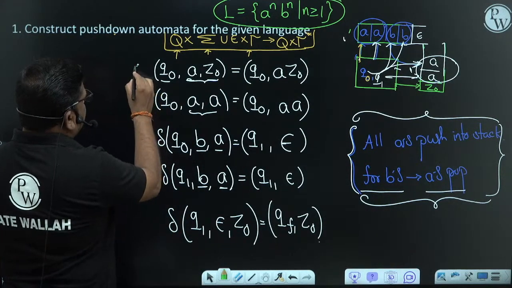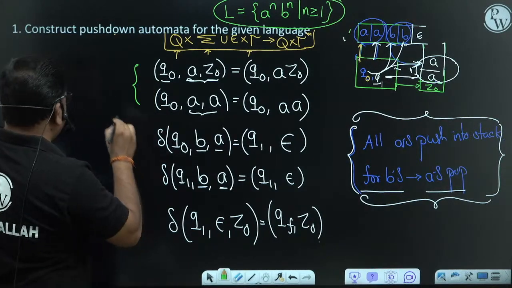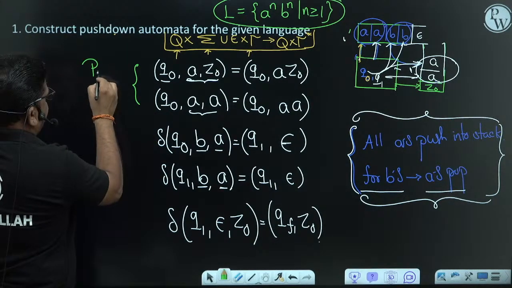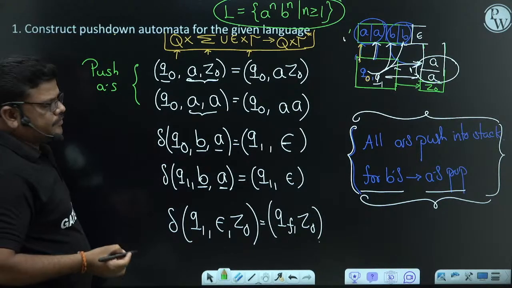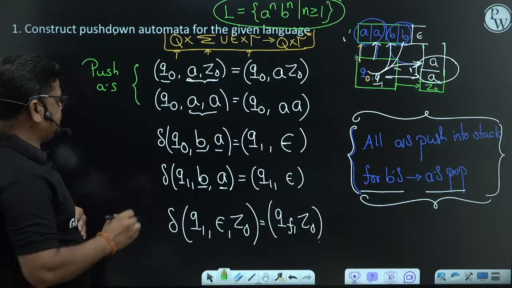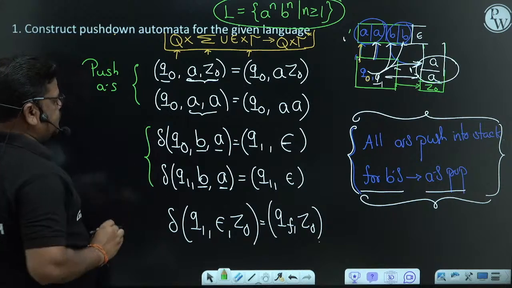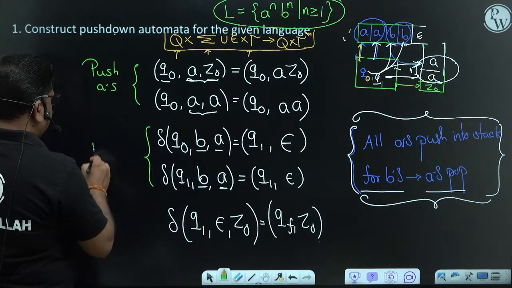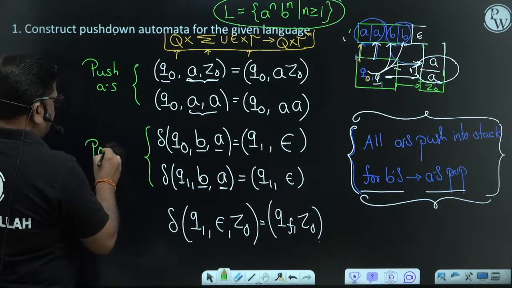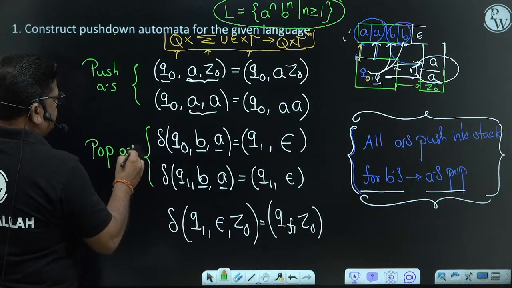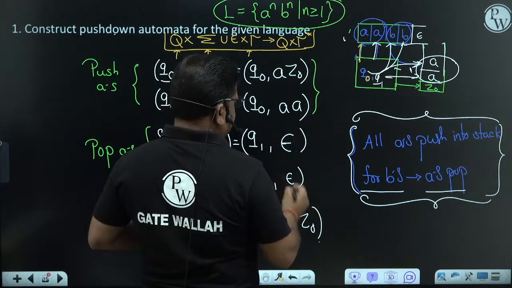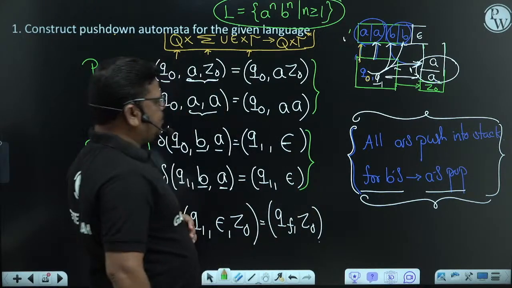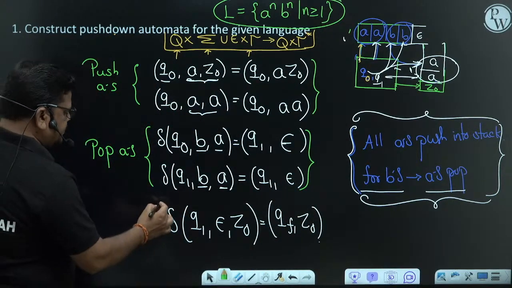First two are representing push A's into the stack. The second two transitions are for pop A's from the stack. So the first two are for the push operation representation. These two are for the pop operation representation. The last one is accept.